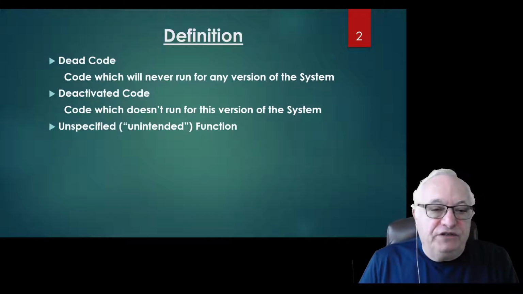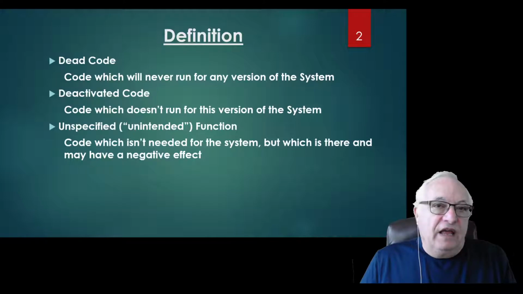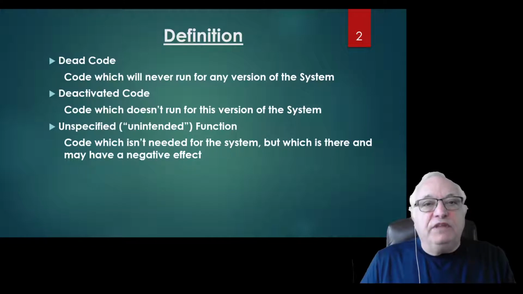And unspecified function. Code which isn't needed for the system, but which is there and may have a negative effect. For example, if you have a disgruntled employee, he could add some code which is going to give him access to your program once it gets released and create havoc. You could also have an employee that gets paid by a foreign government to add something to your application so that foreign government can access it. So that's the unspecified function.